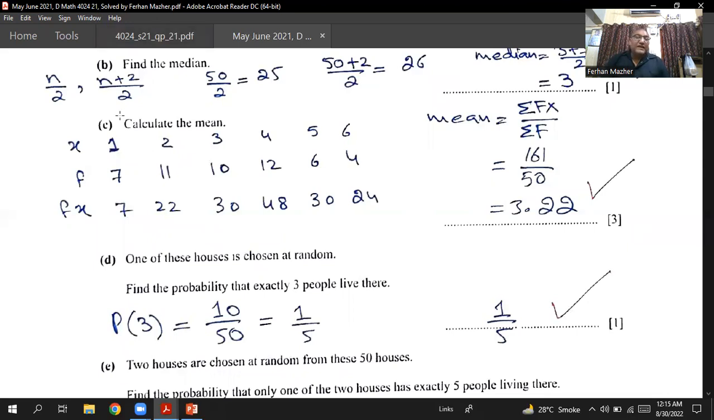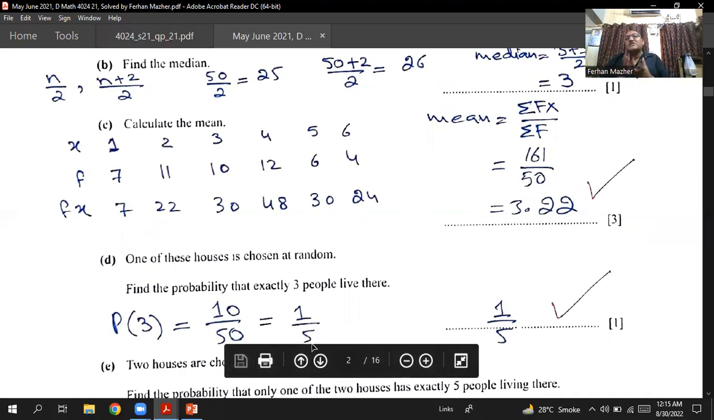So we will multiply the x and the f value, we will get the fx. So 7 multiplied by 1 gives you 7. 11 multiplied by 2, you get 22. 10 multiplied by 3, you get 30. 12 multiply 4, that gives you 48. 6 multiply 5, that gives you 30, and 4 multiply 6, that gives you 24.